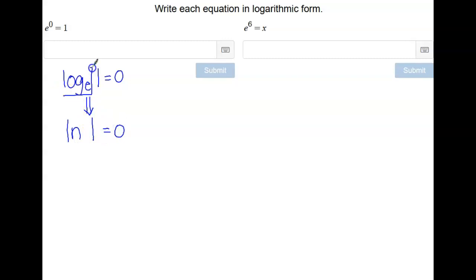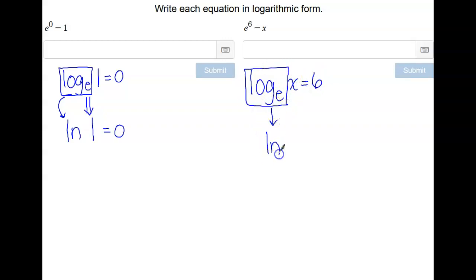So this whole thing right here gets replaced by ln, okay? The 1 and the 0 stay. Same thing with this one over here. We have log base e of x is equal to 6. So this whole thing right here turns into ln. So ln of x is equal to 6.